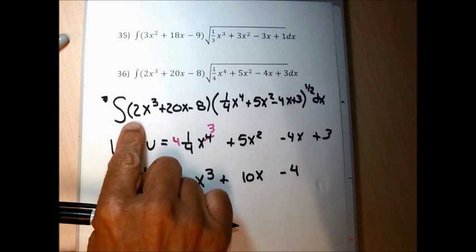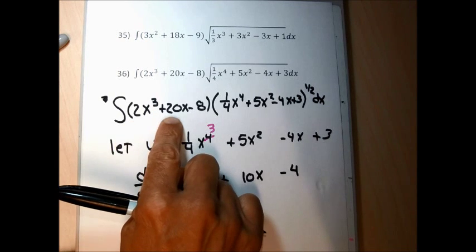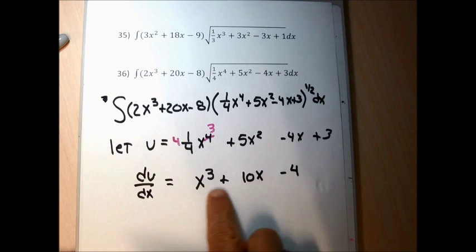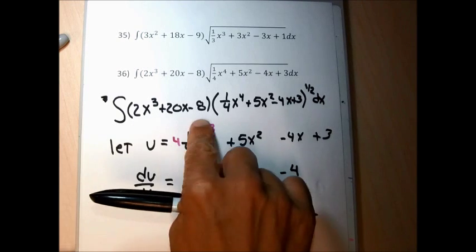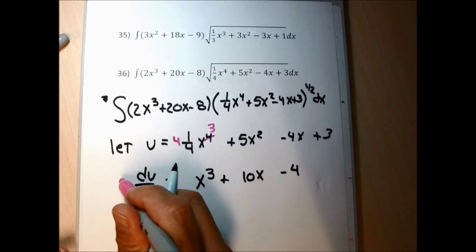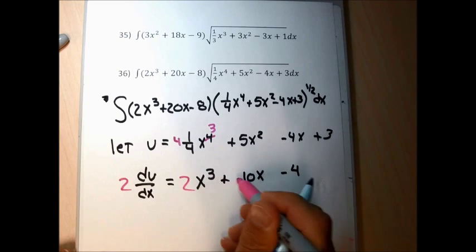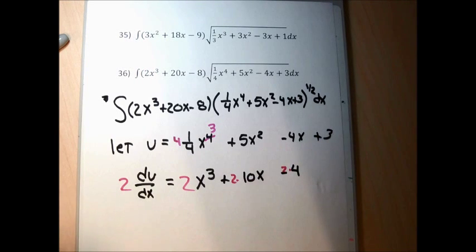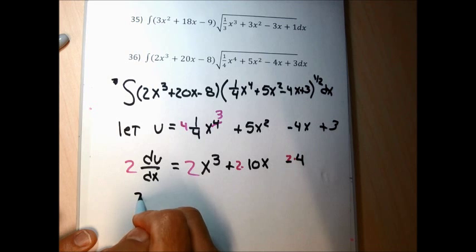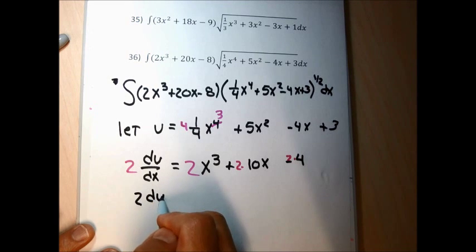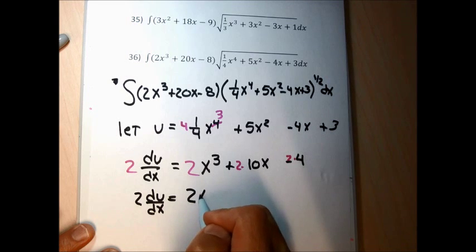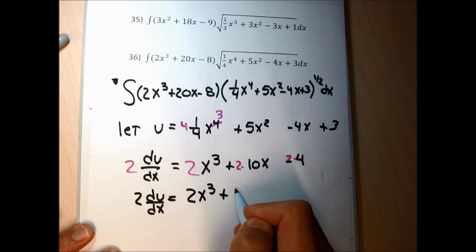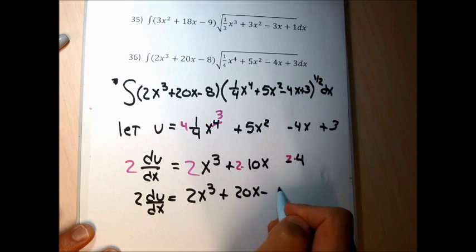I need to replace 2 times x cubed plus 20x minus 8. If I multiply everything by 2, I'll get that exactly. So I'm going to go through and multiply everything by 2. And the nice thing about that is it's going to make a perfect switch. So I'm going to get 2 du/dx equals 2x cubed plus 20x minus 8.